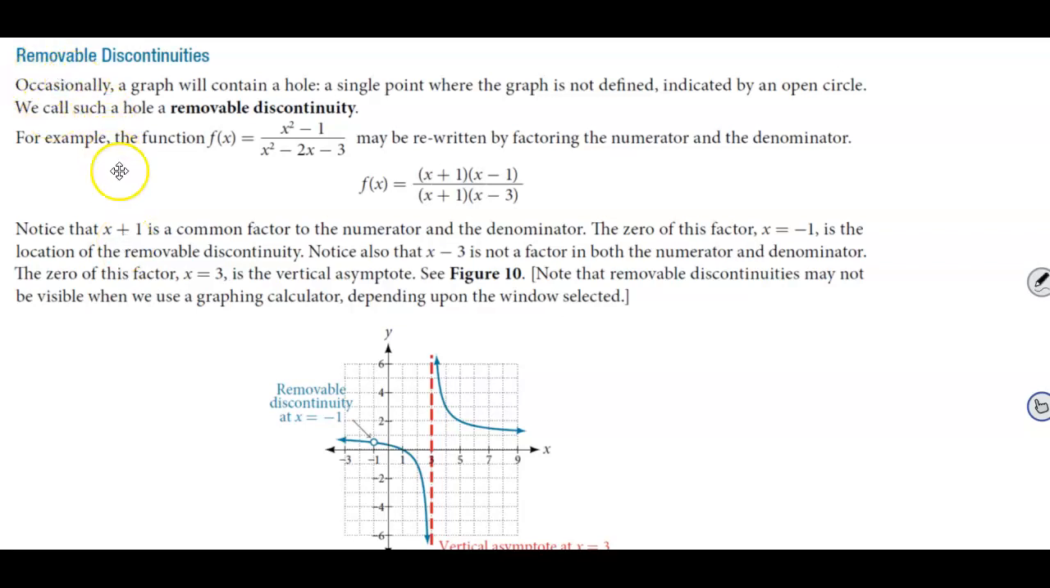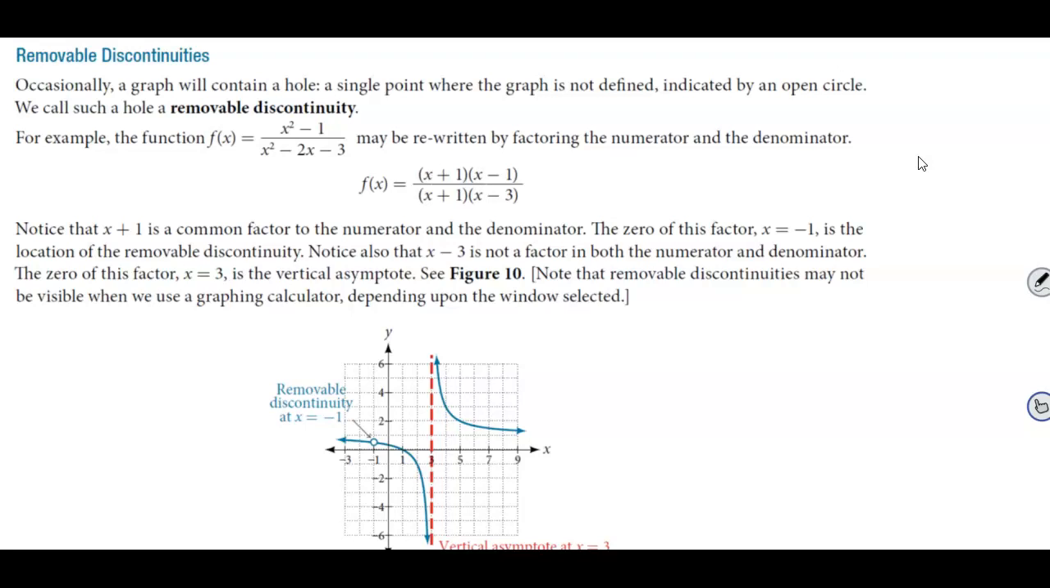Okay, removable discontinuities. Occasionally, a graph will contain a hole, a single point where the graph is not defined, indicated by an open circle. We call such a hole a removable discontinuity.